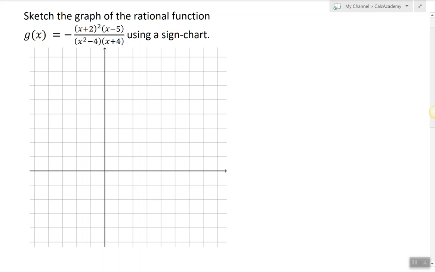In this video, I will show you how to sketch the graph of a rational function using a sign chart. So the first step is to write the domain of the function. And to find the domain, we have to factor the denominator. In this case, we have x minus 2 times x plus 2 times x plus 4.